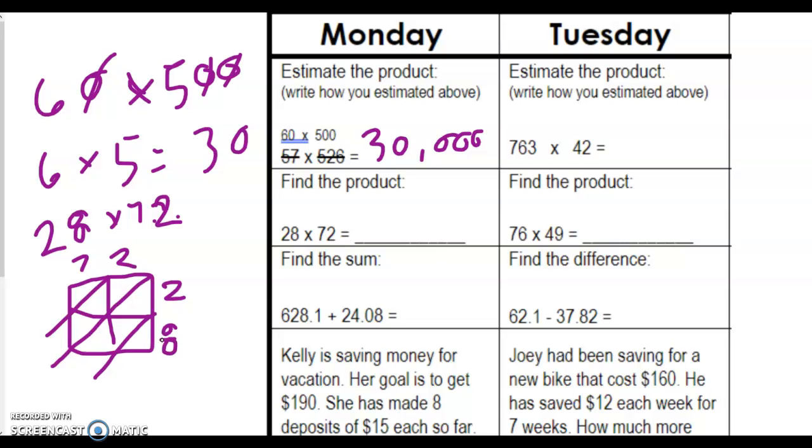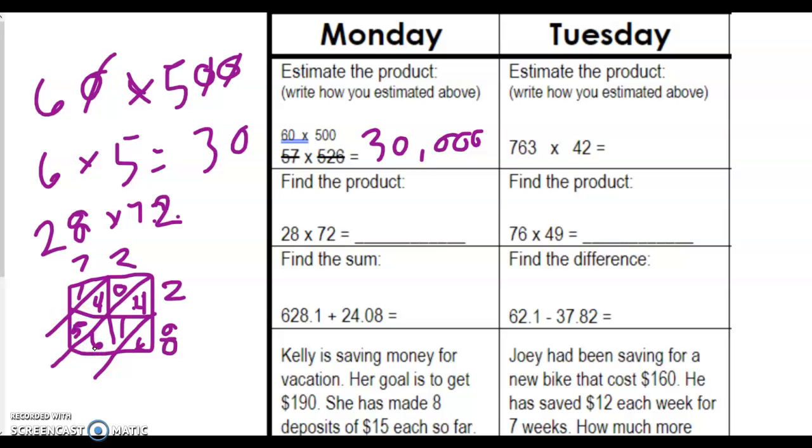So I have 2 times 2, which is 4. And then I have 7 times 2, which is 14. And then I have 2 times 8, which is 16. And I have 7 times 8, which is what? Which is 56. Just double checking on my chart.